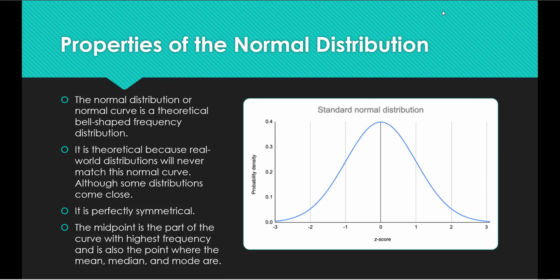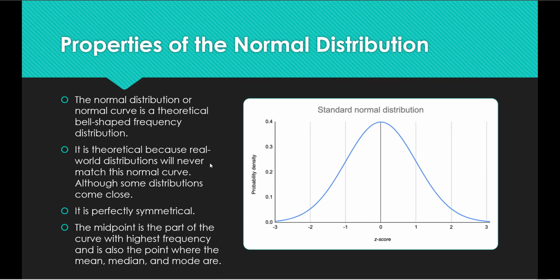So what is a normal distribution? Well, the normal distribution is a theoretical bell-shaped frequency distribution. So it's not something that actually exists in reality, but it is something that exists in theory. We do have some variables that begin to approximate this normal curve, but something that looks exactly like this normal curve shown here does not really exist in reality.